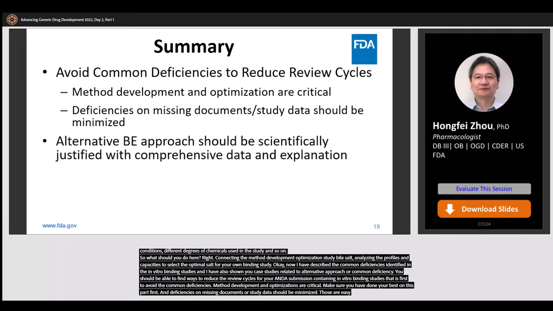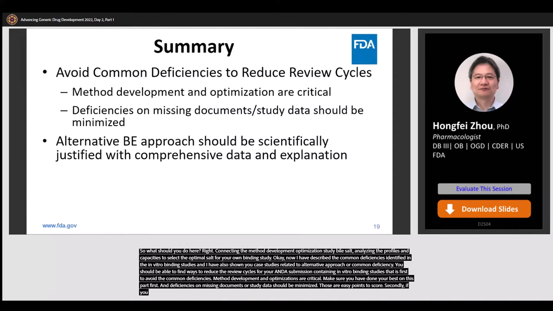Secondly, if you select an alternative BE approach, be sure to provide comprehensive scientific data and explanations to justify your approach.